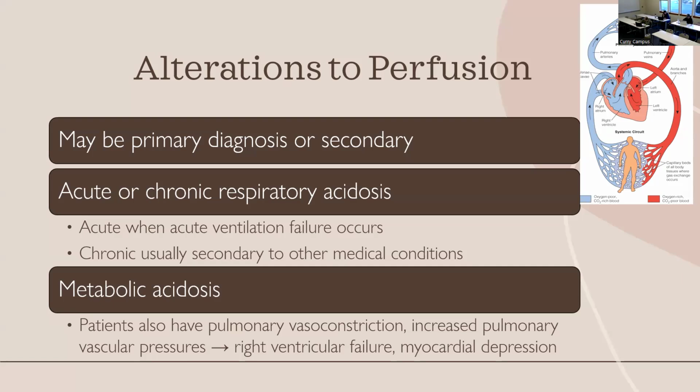Alterations in perfusion can be primary or secondary. Primary, like acute limb ischemia, so narrowing of the arteries and decreased sensation in the limbs, cardiogenic shock, septic shock. Secondary would be like hypovolemic shock from low fluid, anaphylactic shock that could cause perfusion alterations, and multiple organ dysfunction, acute or chronic respiratory acidosis, when acute ventilation failures occur.